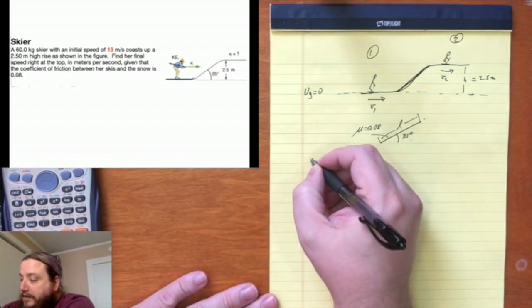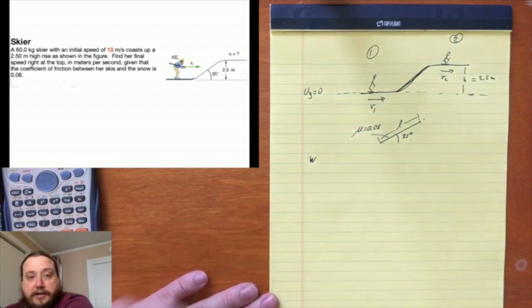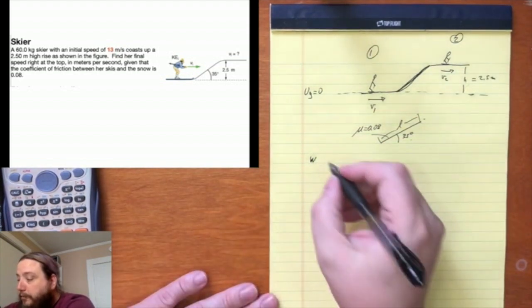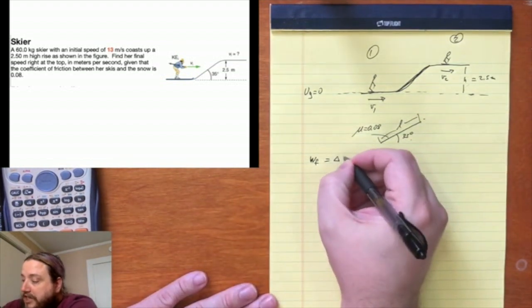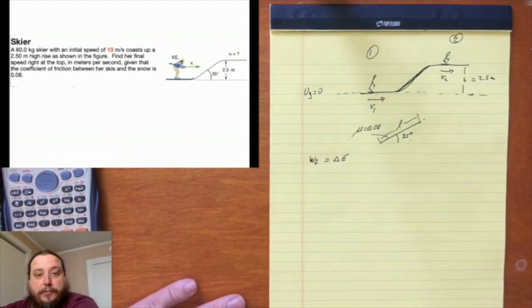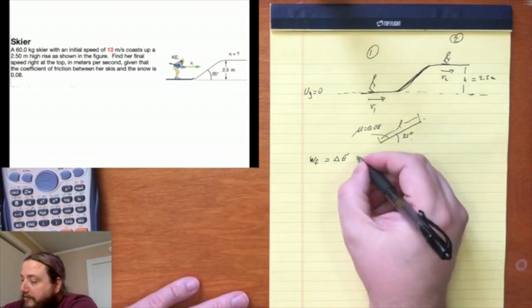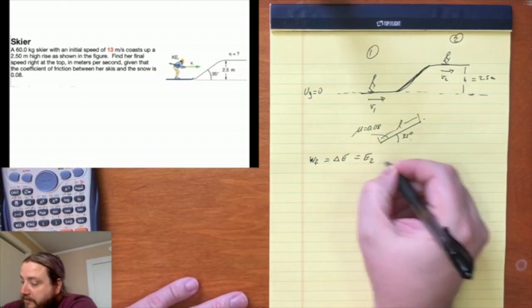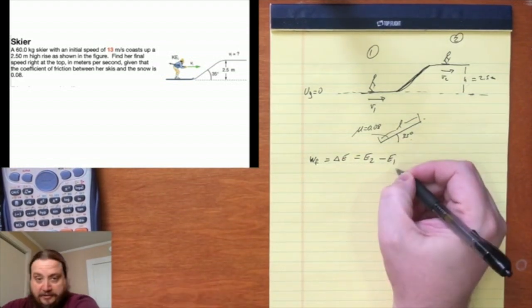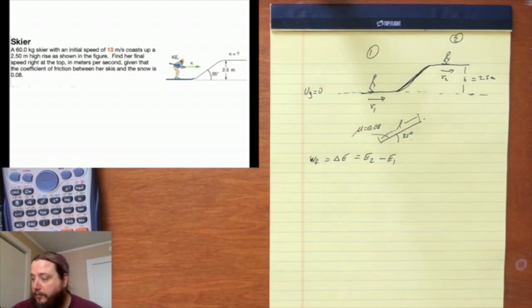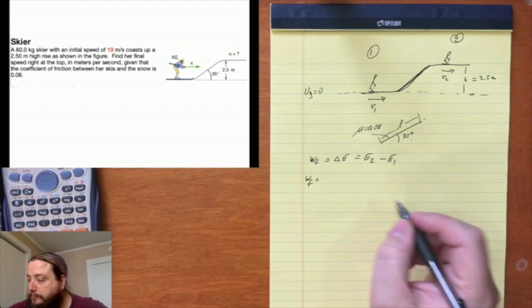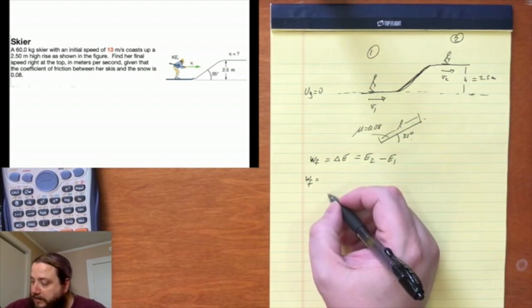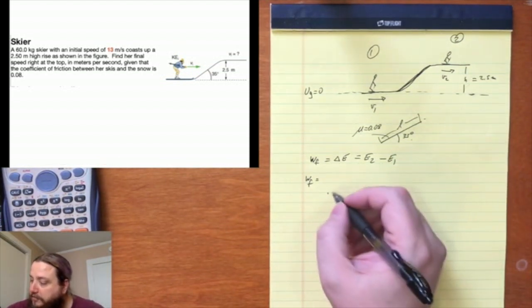So again, we can say that the work done by non-conservative forces, in this case the work done by friction, will be the change in the total mechanical energy of the system. So that's going to be the energy at moment 2 minus the energy at moment 1. All right, so the work done by friction, well, there's a friction force.